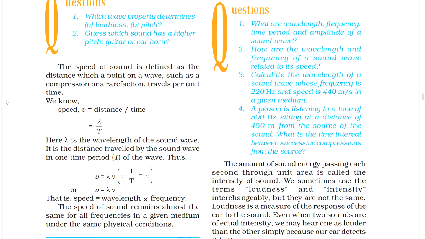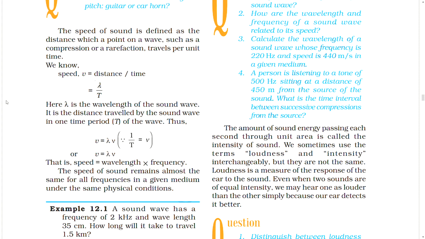The speed of sound is defined as the distance which a point on a wave, such as a compression or a rarefaction, travels per unit time. We know speed v equals distance per time equals lambda per T. Here lambda is the wavelength of the sound wave. It is the distance traveled by the sound wave in one time period T of the wave. Thus, v equals lambda over T, that is 1/T equals nu, or v equals lambda nu. That is, speed equals wavelength times frequency. The speed of sound remains almost the same for all frequencies in a given medium under the same physical conditions.